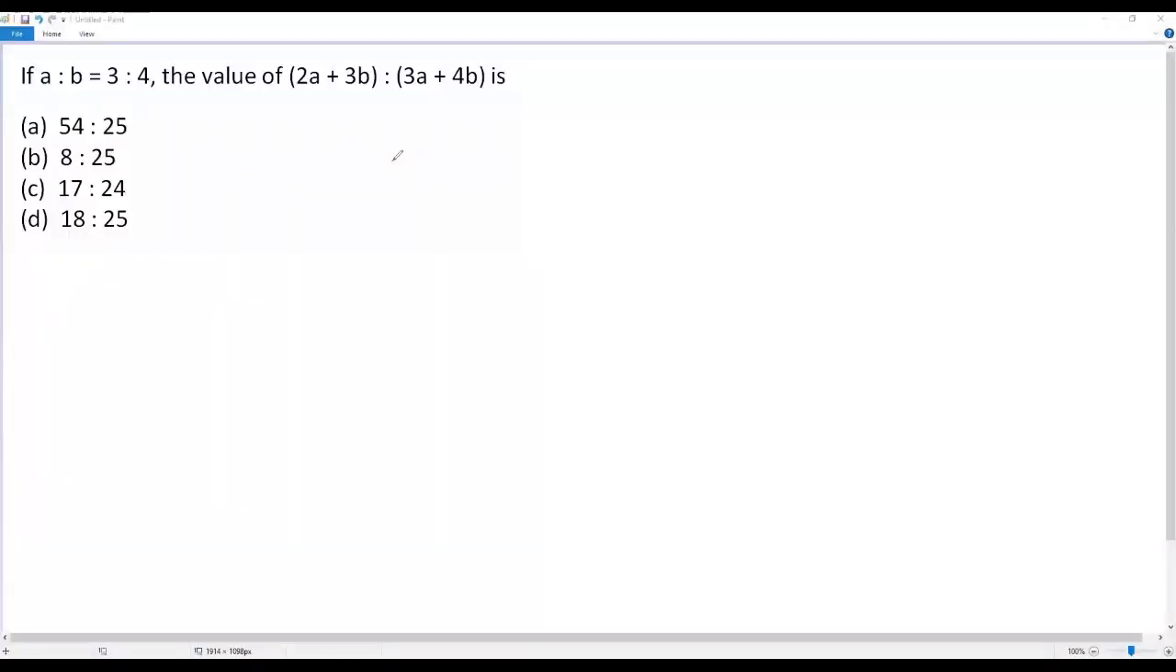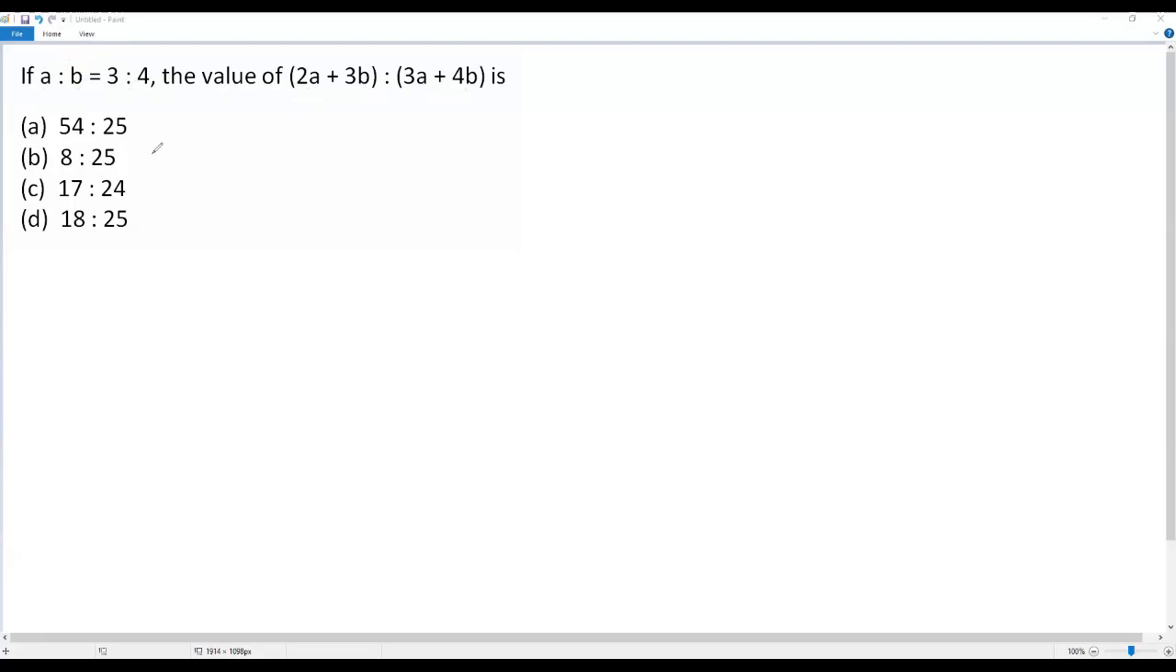Here we have a problem on ratio. Okay, let's go with the information. If A to B equals 3 to 4, find the value of 2A + 3B to 3A + 4B. Here we have the value of the ratio A to B equal to 3 to 4, and we have to find the value of this ratio.